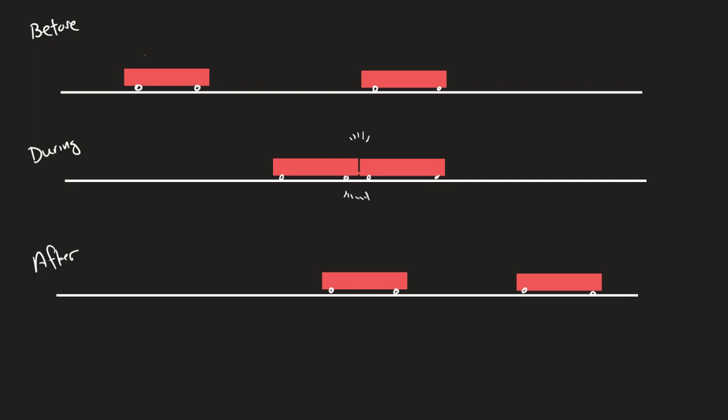Let's start by saying that this cart has a mass of 500 grams, and this is a mass of 1,000 grams. And let's give this cart an initial velocity of 2 meters per second. They have a collision, and after that collision, the carts may have some other velocities. We'll talk about that when we get there.